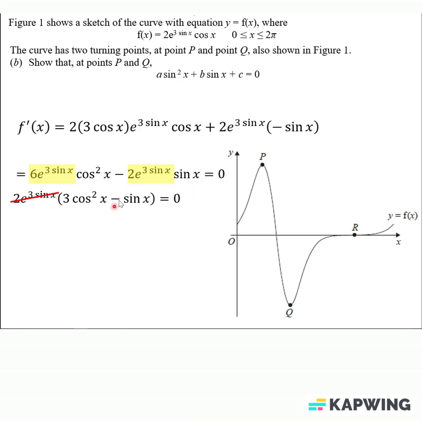Now I change the cos squared into 1 minus sin squared because I'm after just sines in my equation here. So I change the cos squared to 1 minus sin squared, then take it all over to the right hand side and end up with what they wanted: 3 sin squared x plus sin x minus 3 equals 0.